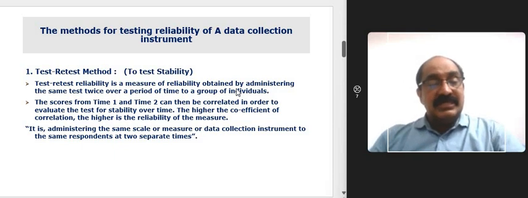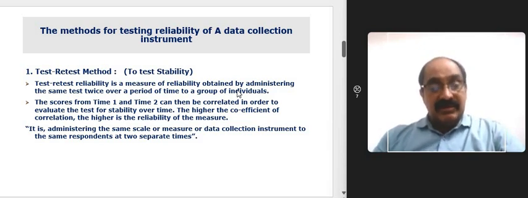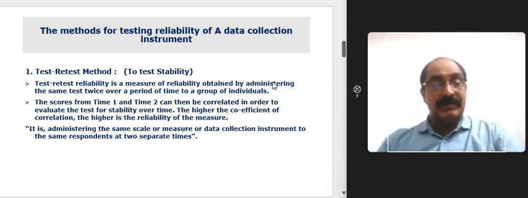One is what we call the test-retest method. In the test-retest method, the researcher administers the test, and after a particular period of time he once again administers the same test to the same individuals. He collects the data from the subjects the first time, and after a week or two or after a month, he administers the same instrument to the same group of people again. After that, we find the coefficient of correlation between these two. If the coefficient of correlation is high, then we can say that the test has high reliability.